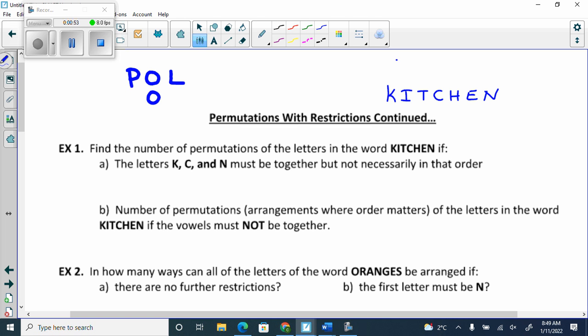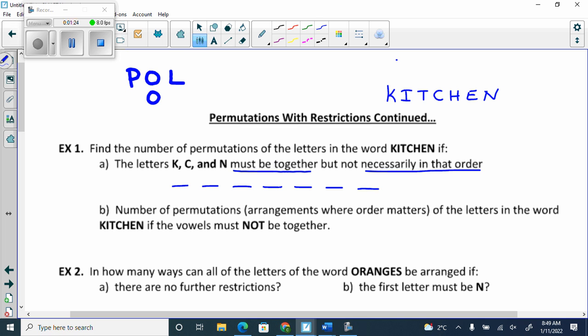Remember, kitchen Scrabble tiles. I have one K, one I, one T, one C, one H, one E, one N. So I assume I can't repeat. Correct? So I have this many Scrabble tiles sitting in front of my face. Now here they say the letters K, C, N must be together. So they have to be together, but not necessarily in that order. So I'm rearranging the whole word kitchen. Kitchen is how many letters? 7. 1, 2, 3, 4, 5, 6, 7.